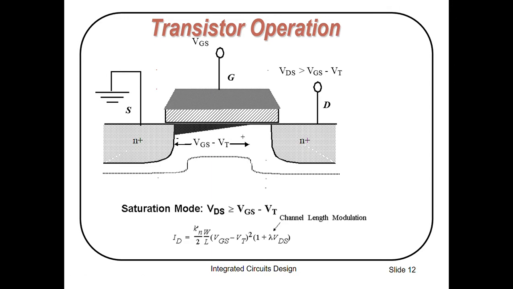Transistor operation in the saturation region. If you keep on applying VDS, when your VDS is greater than or equal to VGS minus VT, you can see here the channel pinch off. This is called the saturation region. In the saturation region, constant current flows. So for the saturation region, your VDS should be greater than or equal to VGS minus VT, and here you can see the equation of ID in the saturation region, where lambda is the channel length modulation parameter.